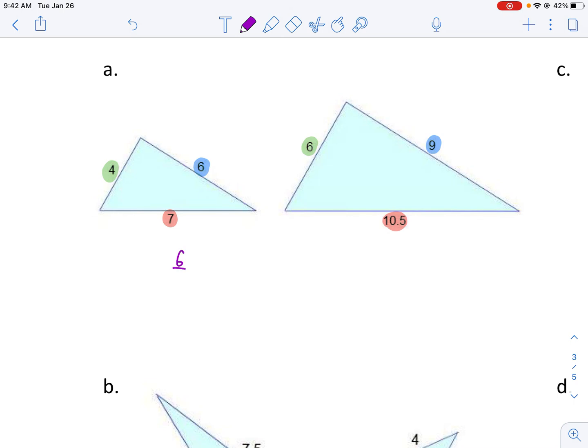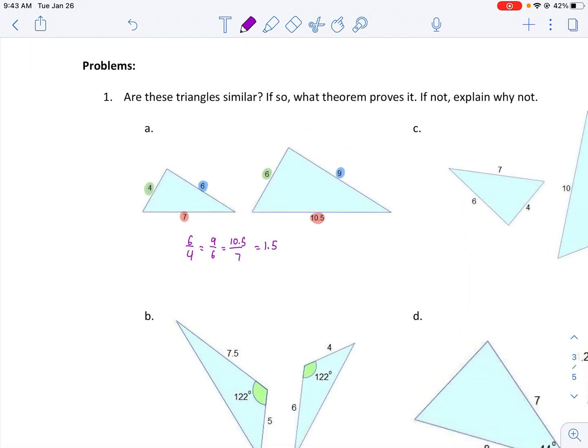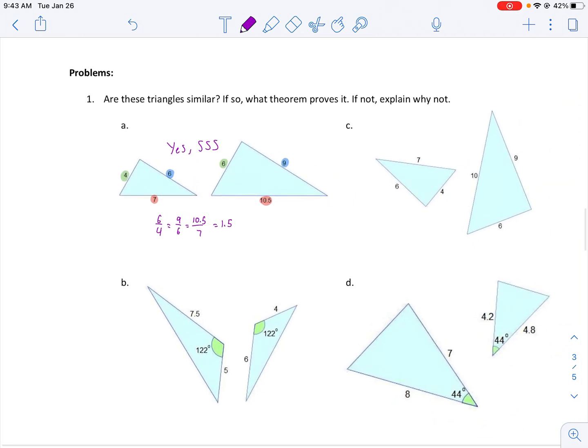So I'm gonna do 6 over 4 from the green. Does that equal 9 over 6? And does that equal 10.5 over 7? They do in fact all equal each other. They're all equal to 1.5. So you can just check that with the calculator. So we can just say, yes, they're similar by SSS. Don't need anything formal here. Okay, let's move down to B.